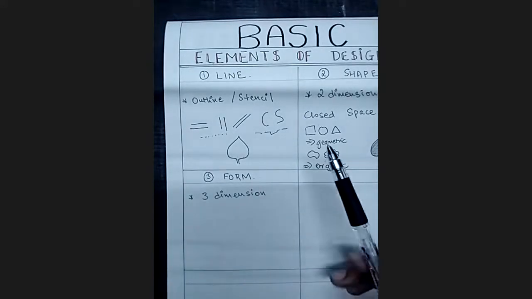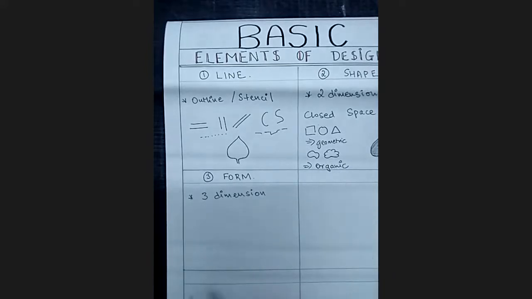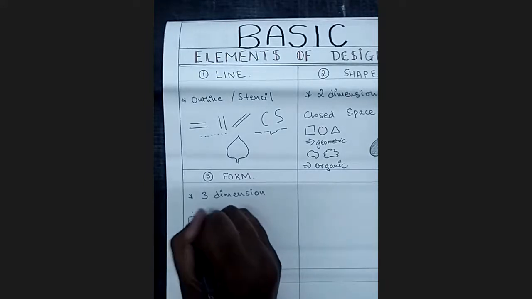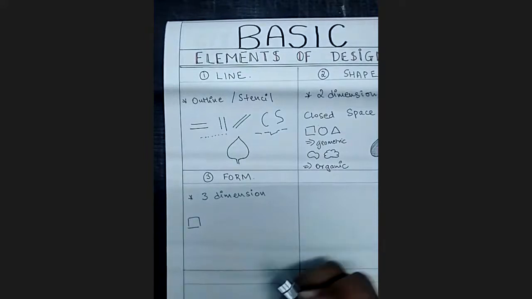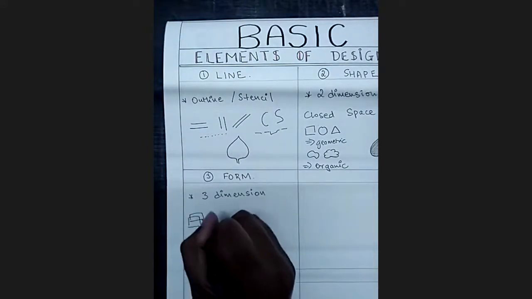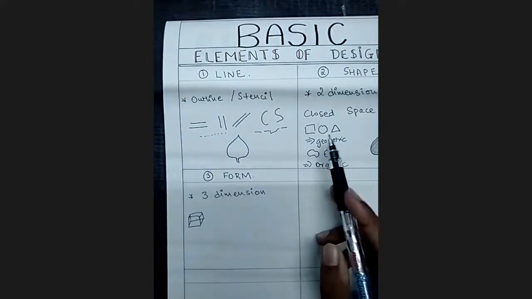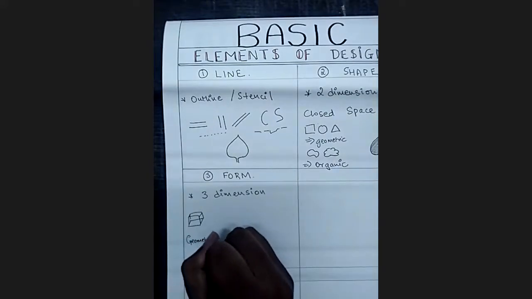Similarly, you've got geometric and you've got organic over here also. For example, if I have a square, the 3D of this square is going to be a cube, right? Roughly a cube. So all those kinds of shapes are again geometric forms.